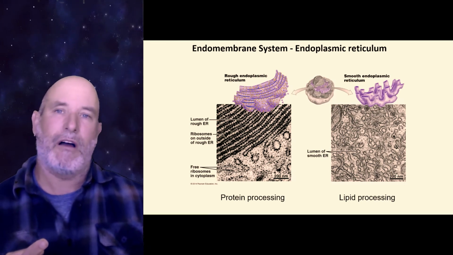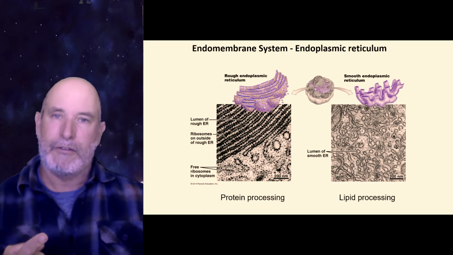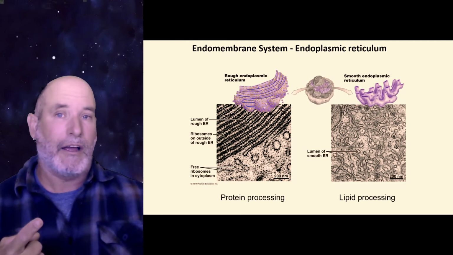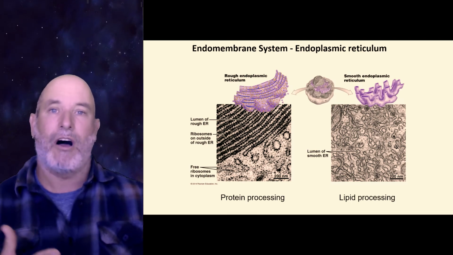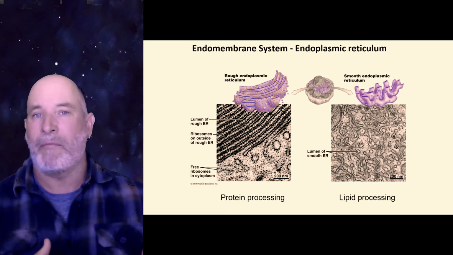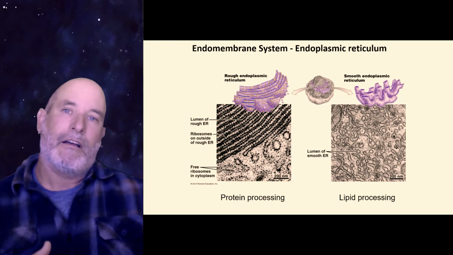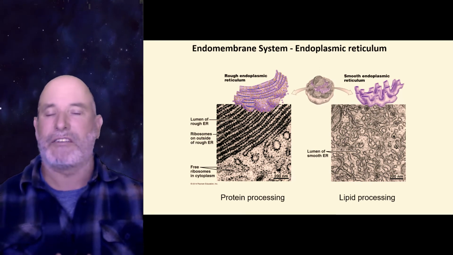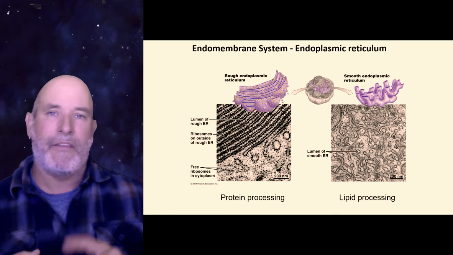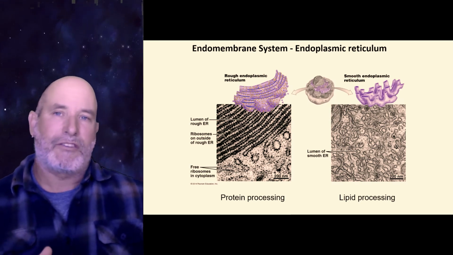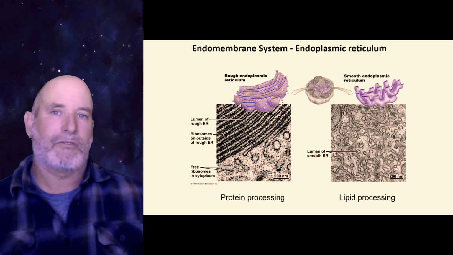The first function of the smooth ER is to synthesize lipids like your sterols, cholesterol, right? Estrogen, testosterone. It's also used to help make new membranes. Secondly, the smooth ER is used to detoxify different chemicals in our body, like alcohol. And then thirdly, they store calcium ions. The smooth ER stores calcium ions.